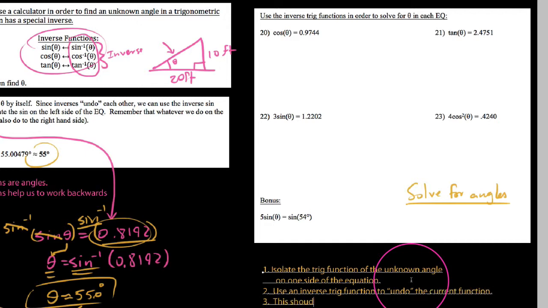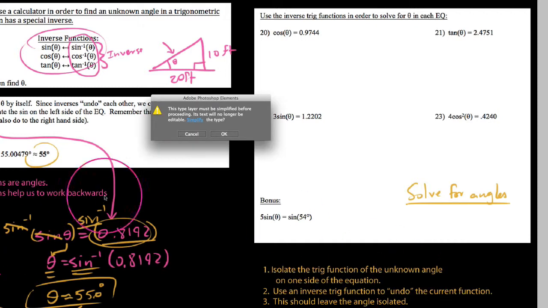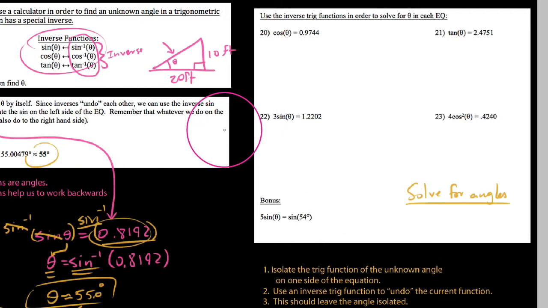This should leave the angle isolated, basically. Leave the angle isolated. And so it's a nifty way to solve equations. As a matter of fact, we're going to do that right now using these three steps. So number 1 up here, number 20 actually, you see it here.